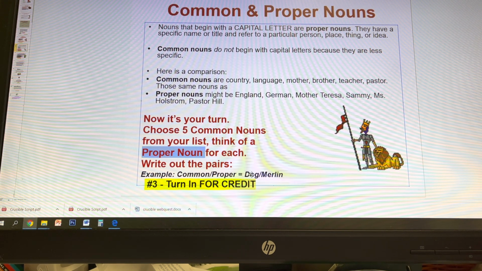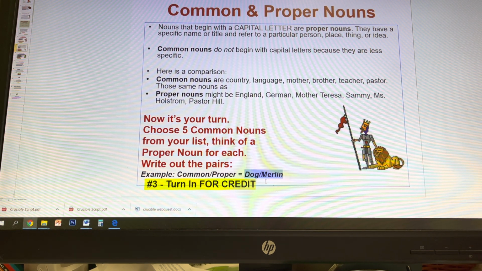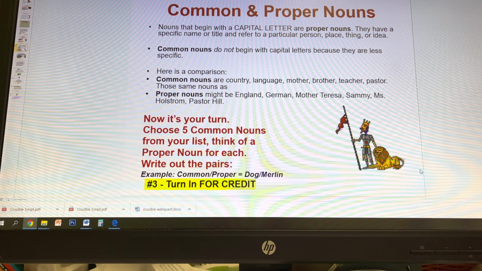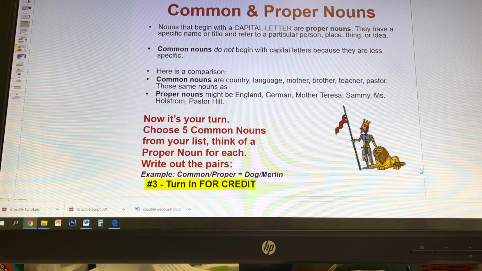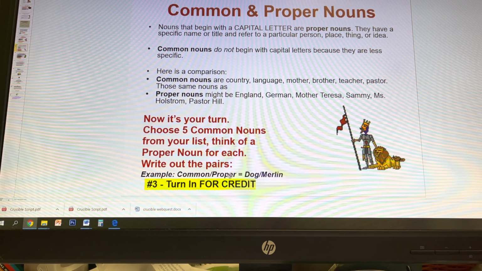For instance, I have a dog. If I had written down dog for my common noun, I would be speaking about specifically my dog Merlin. I could also be talking about my dog Ajax, or my dog Fergus, or Dharma, or Mumu, or Kiva. Lots of dogs. But the common is dog, the proper is the name of the dog. So if you need to take a few minutes to do that, pause the video now and do so.